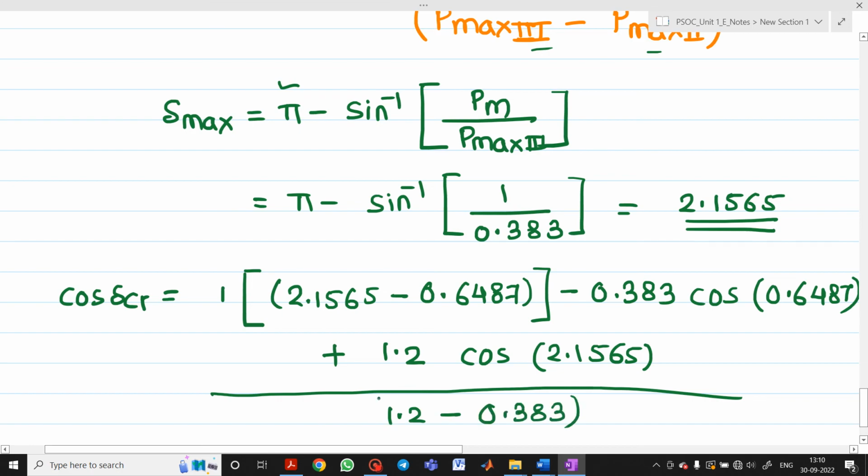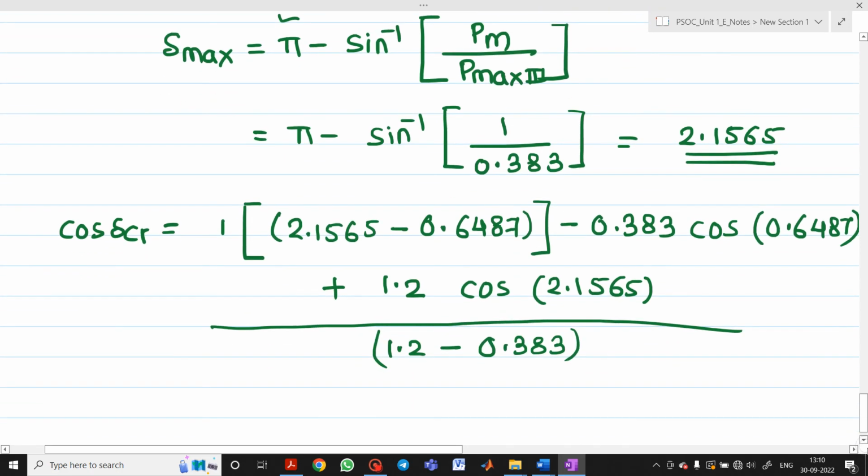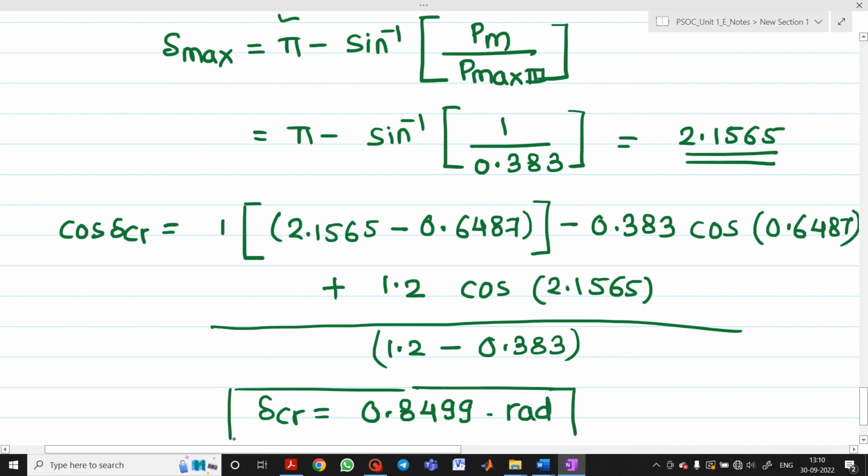If you substitute carefully all the values in the calculator, you will get the answer for delta Cr. So delta Cr comes out to be what? This is your critical clearing angle, 0.8499. This will be delta Cr in radian. If you wish to convert it to degree, you know the relation between radian and degree. So in degree, it is 48.69 degree. So this is the total problem for calculation of load angle delta Cr.